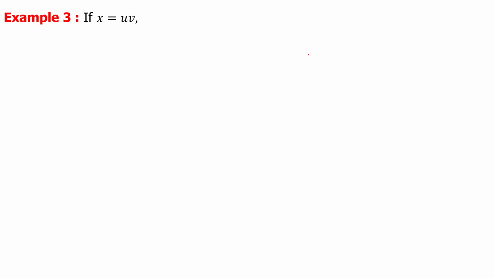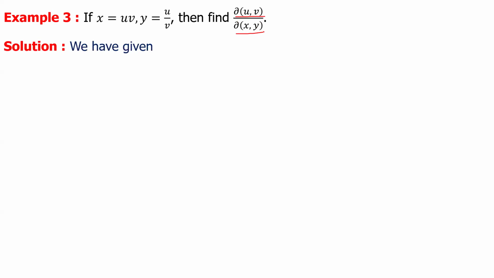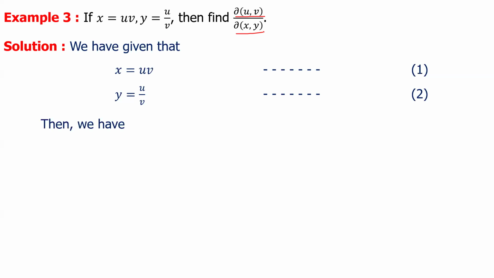In this lecture, we are given a question: if x is equal to uv, y is equal to u by v, then find the Jacobian of uv with respect to xy. We have given that x is equal to uv and y is equal to u by v. Let us give these equation numbers 1 and 2. So clearly here x and y are dependent variables and u and v are independent variables. Then we have to find the value of the Jacobian of uv with respect to xy.